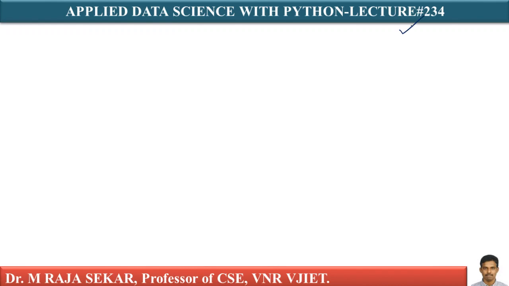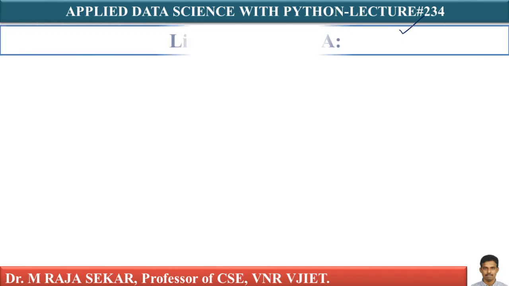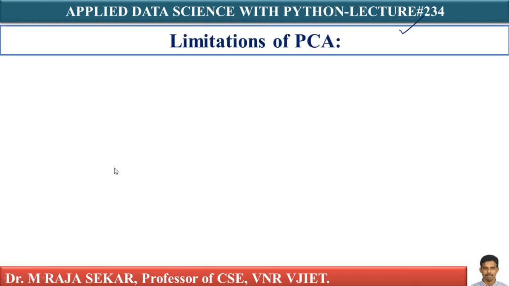In this lecture, we will try to understand limitations of PCA, that is Principal Component Analysis. Before discussing this particular concept, let me spend few minutes on eigenvalues. We discussed geometric interpretation of eigenvalues and eigenvectors in our previous lectures. Let me spend few more minutes on eigenvalues.